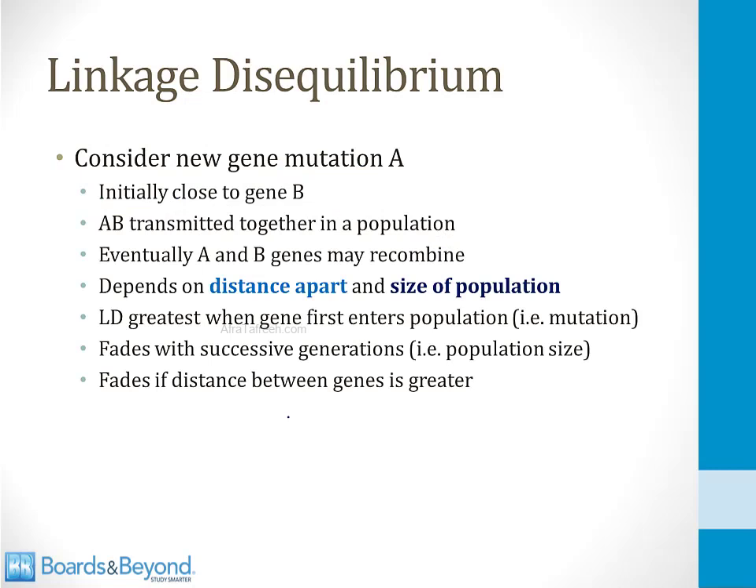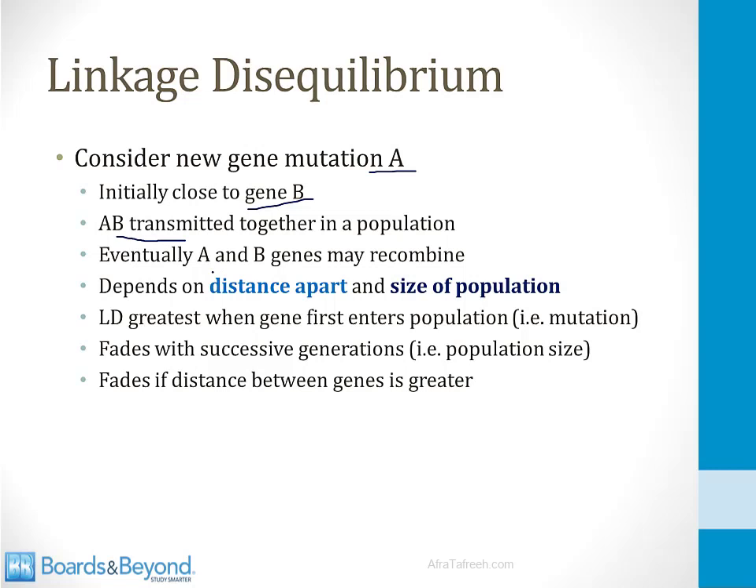To understand this more, let's consider a new gene mutation that we'll denote as capital A, and let's suppose that this gene mutation occurs in a gene that is very close to gene B. Initially, A and B are going to be transmitted together in a population. They are so close together that they will be transmitted together from one generation to the next. Now, over time, A and B may eventually separate. Random chance may eventually create a break just between A and B so that they separate.